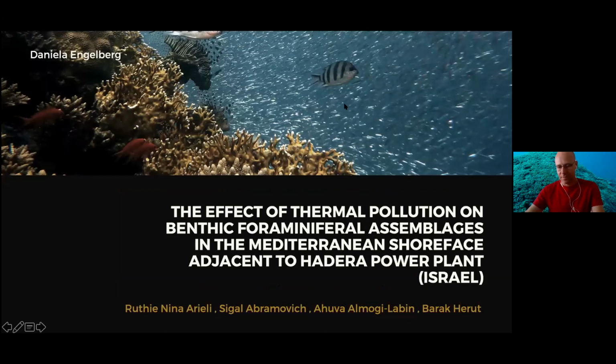I can see. Okay, the effect of thermal pollution on benthic foraminiferal assemblages in the Mediterranean shore face adjacent to Hedera power plant. These are the authors. Ruti and Segal are from the Department of Geological Environmental Sciences in Ben-Gurion University, Aouba is from Geological Survey of Israel, and Barak from Israel Oceanographic and Limnological Research.